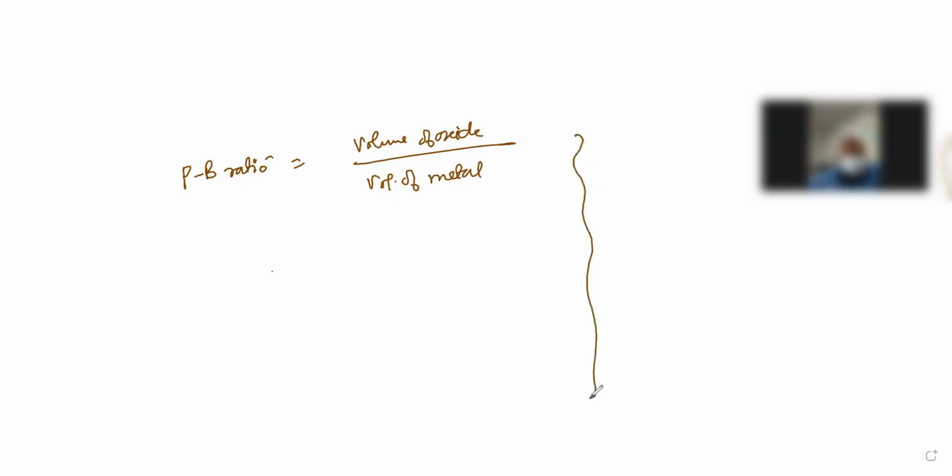So do you know this formula, right? PV ratio. I think you have studied this, like volume of oxide divided by the volume of metal, right? Now see, there are two cases. Suppose there is one metal like manganese. It reacts with oxygen. It forms MnO2, right? If I have aluminum, it reacts with oxygen, then it forms Al2O3.